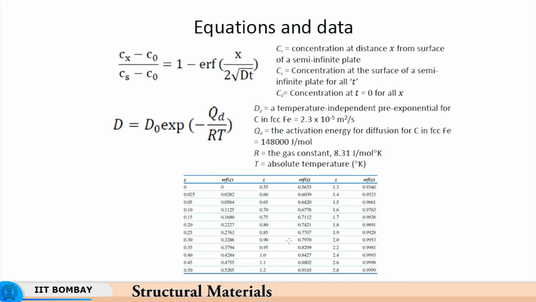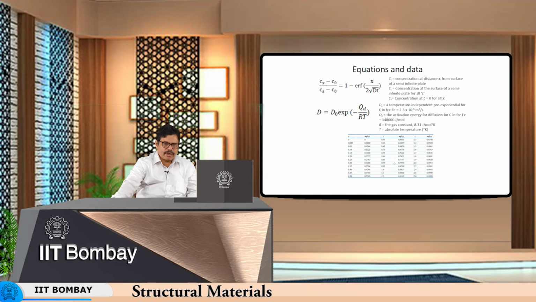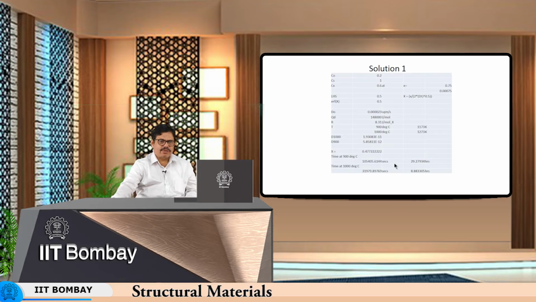Now on the right hand side you have x upon 2 root of Dt, and you see that the error function erf z is listed out here for different values of z. Now what we have got here is the left hand side as 0.5, so erf z is essentially 0.5, because if you take this to the left hand side, then you get 1 minus 0.5 as 0.5. So now we need to find out the value of z at which erf z is 0.5. So it lies somewhere in between. So let us look at the solution here.